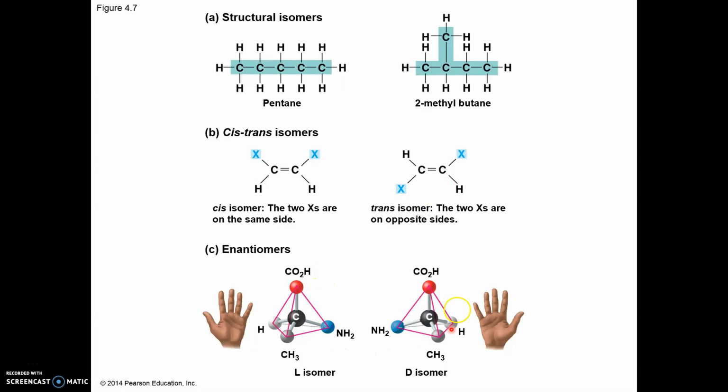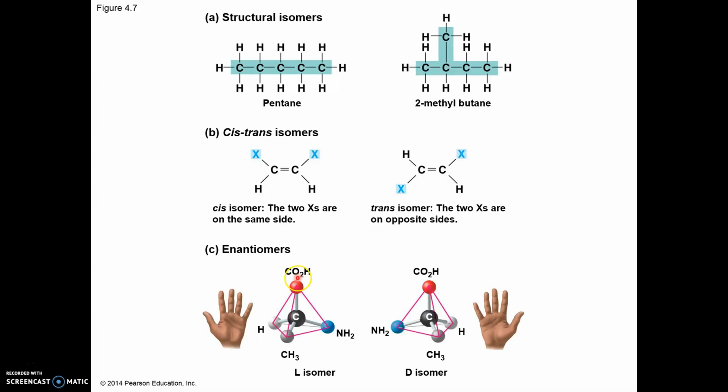All right, the last category here is when you have the same types of groups attached to the central carbon. So here we have a carbon, and we have an NH2 group over here. Over on this side, we have a carbon, NH2 group over here. Up here, we have a CO2H.